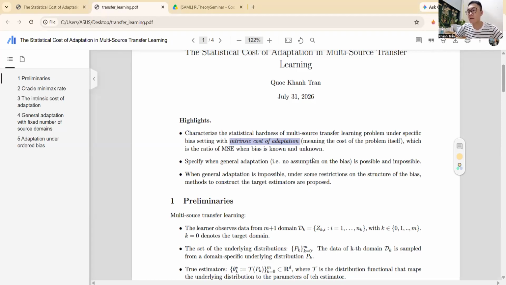And it is like an error ratio between the error when we know the bias and when we don't know the bias. The next thing, based on the cost of adaptation, is that they specify when general adaptation is possible and impossible, where general adaptation means that there's no assumption on the bias. In case general adaptation is impossible, they introduce some restrictions on the structure of the bias and provide some methods to construct the target estimator.